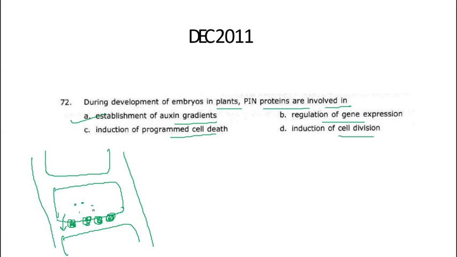So these IAA which are in high amount here and in low amount here, along the concentration gradient formed by PIN, move from the outside to the inside. So these PIN proteins form the auxin gradient.